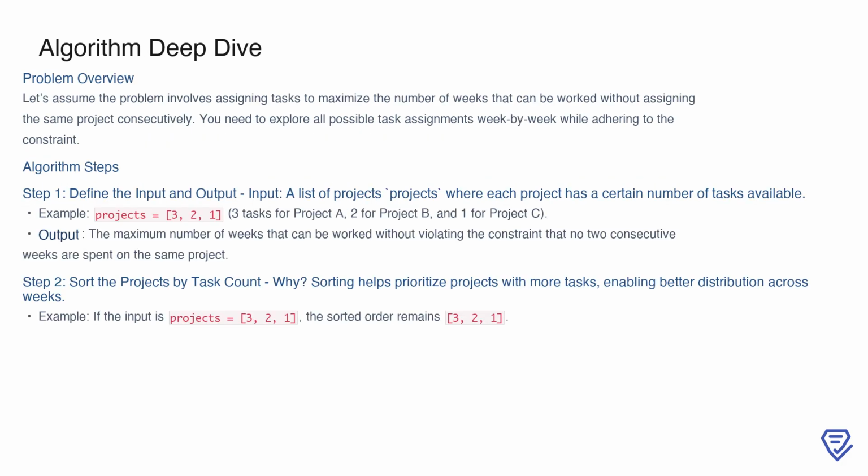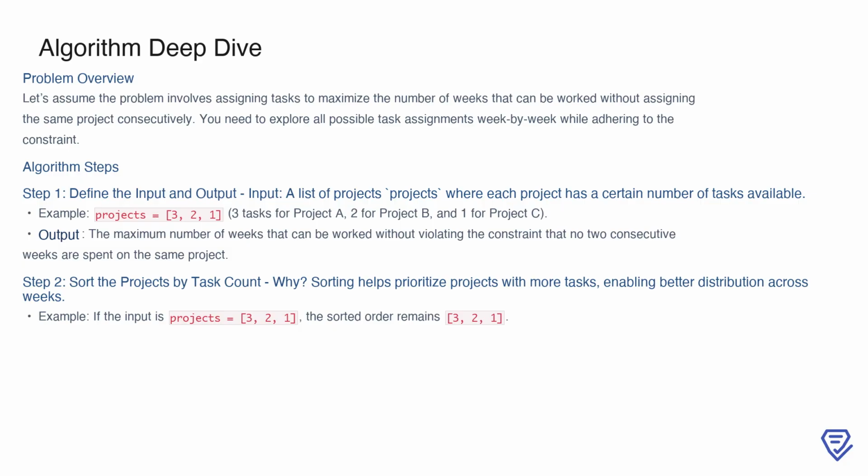To start, let's break down the problem. Our goal is to assign tasks to maximize the number of weeks that can be worked while ensuring that no 2 consecutive weeks are spent on the same project. Imagine you're given a list of projects where each project has a specific number of tasks. For example, if the input is projects = [3, 2, 1], it means project A has 3 tasks, project B has 2 tasks, and project C has 1 task.